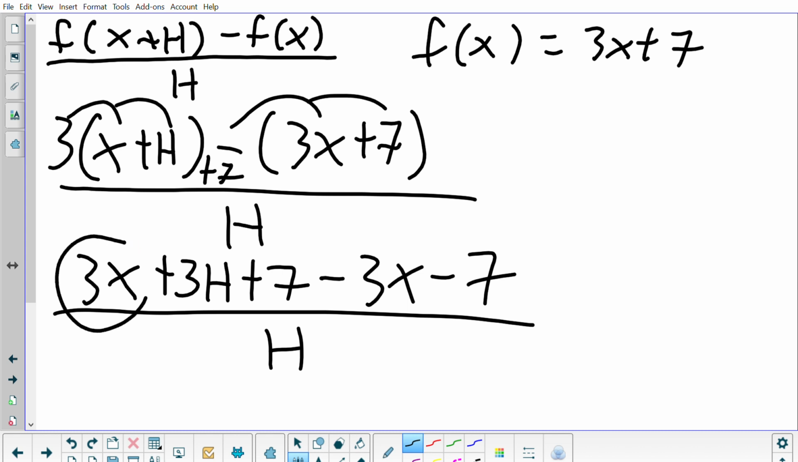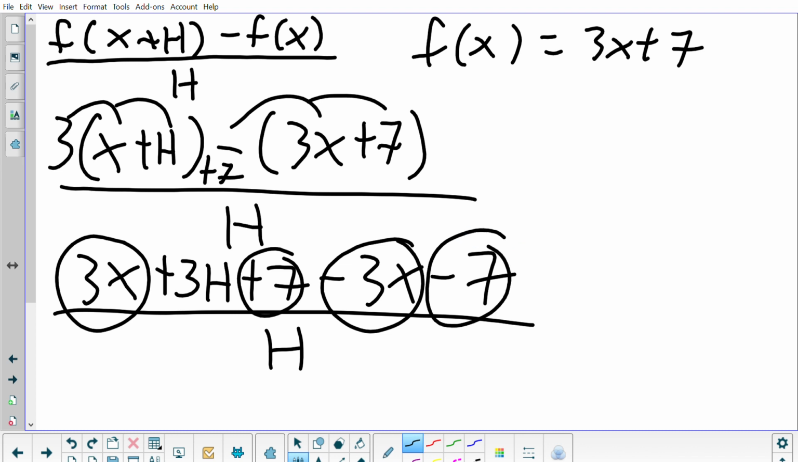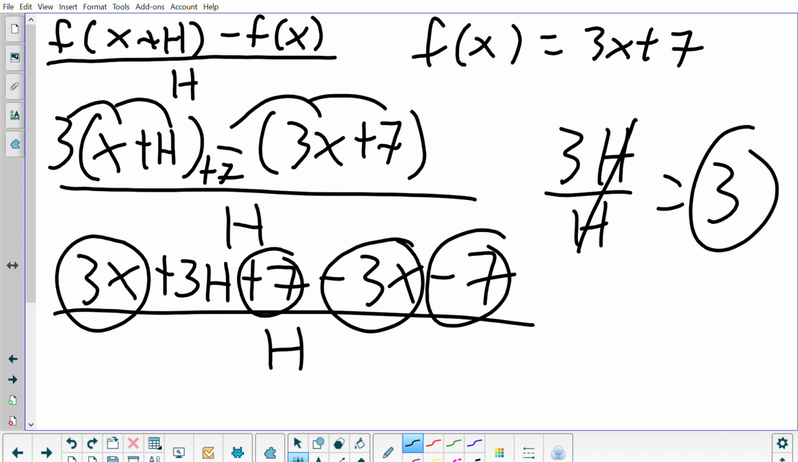So this 3x combines with this negative 3x, and they cancel. This plus 7 cancels out with that negative 7. I'm left with 3h over h. Those cancel, I'm left with 3. So the big thing here is this is 3x plus 7 that I got from the original, but I'm just replacing x with x plus h.